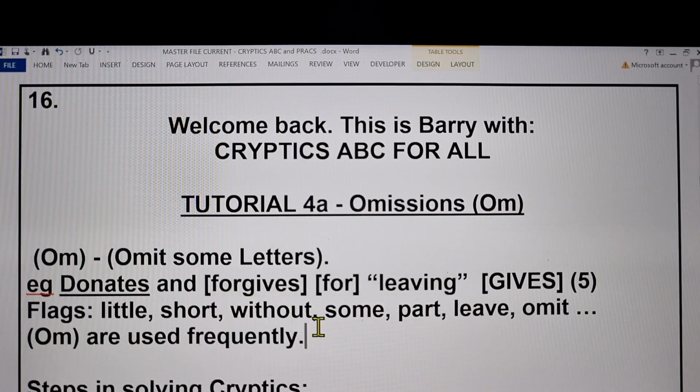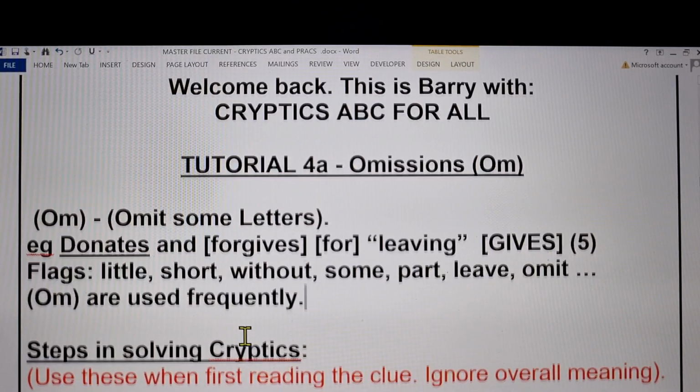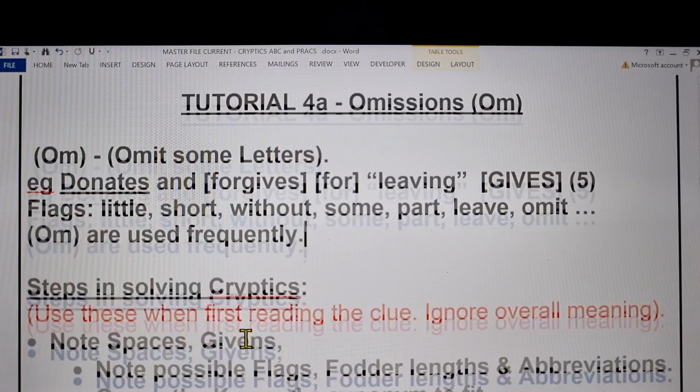Okay? Now, other flags are like little, short, all these things mean omission: without, some, part, leave, omit. Omissions are used quite frequently. You will see them quite frequently.